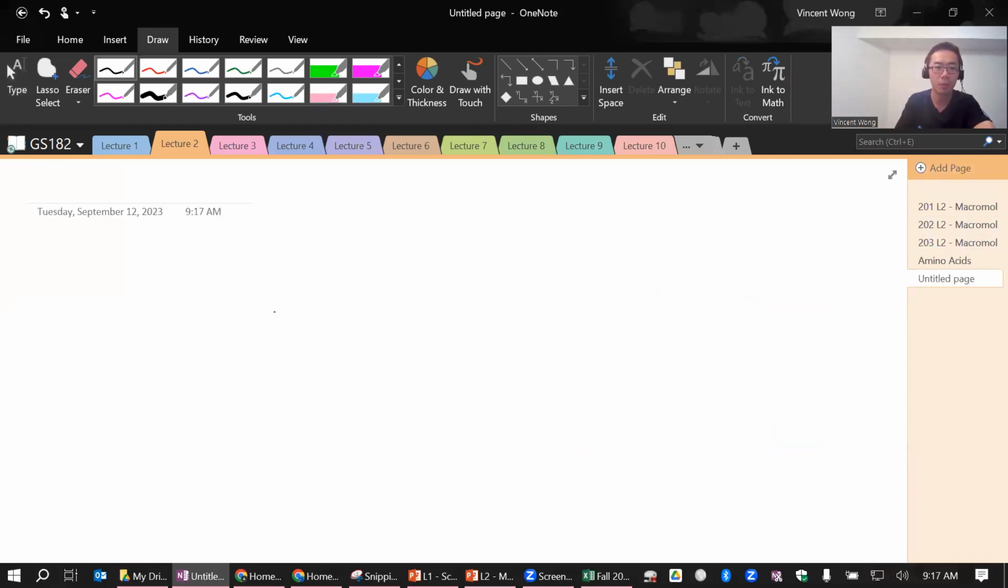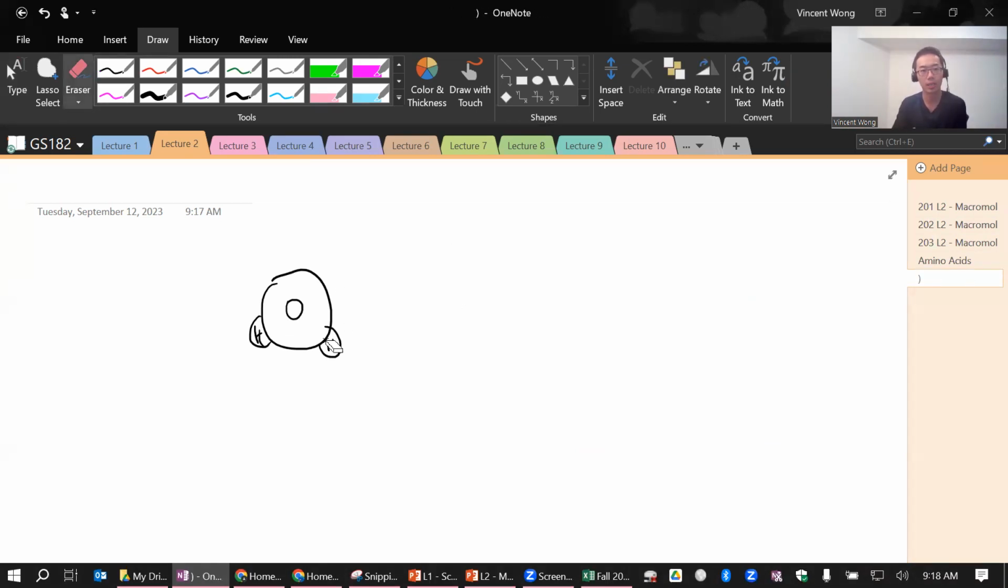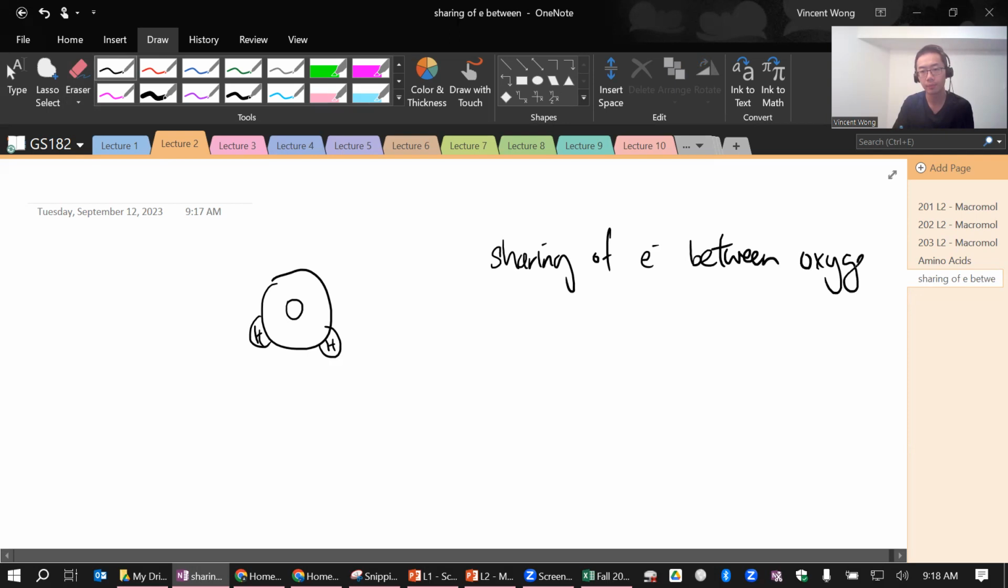Okay, so here we have a water molecule with an oxygen, oh my goodness, oxygen here, and then hydrogen here. Okay, so oxygen, hydrogen. They are sharing electrons between the oxygen and the hydrogen. Okay, this is a covalent bond, so sharing of electrons between oxygen and hydrogen atoms.